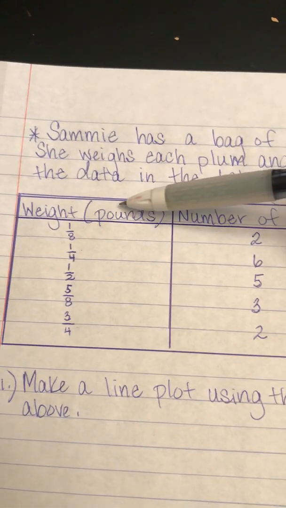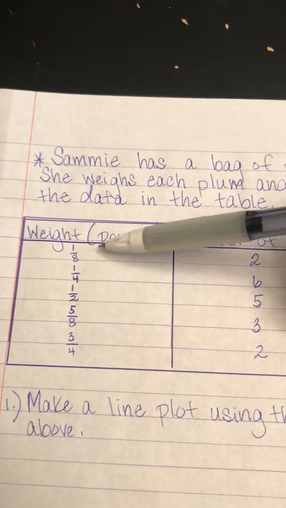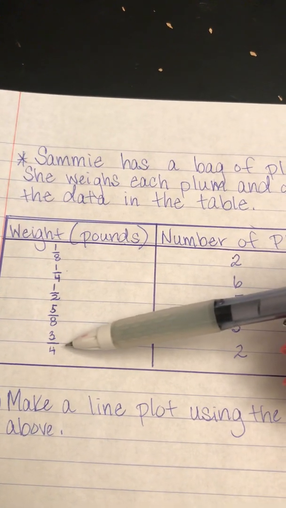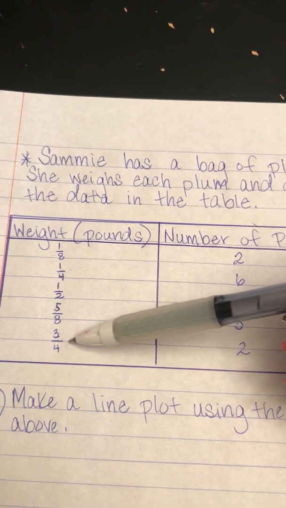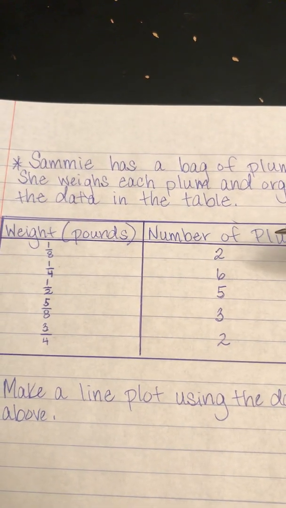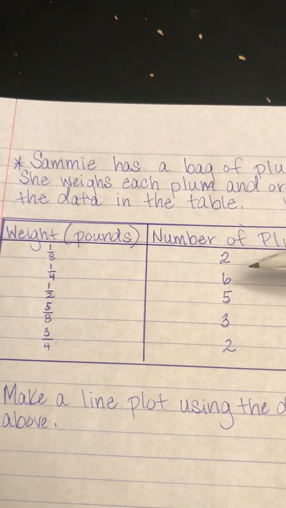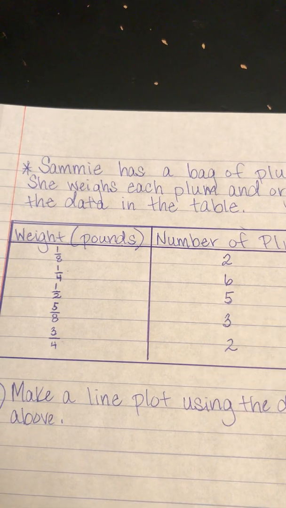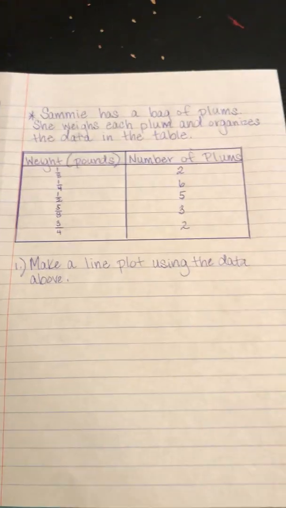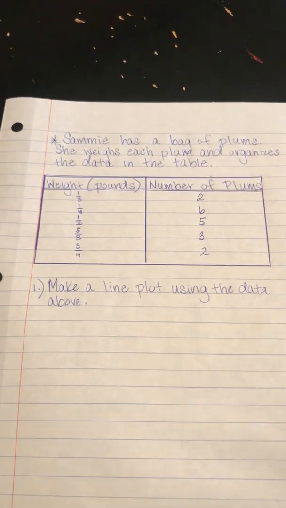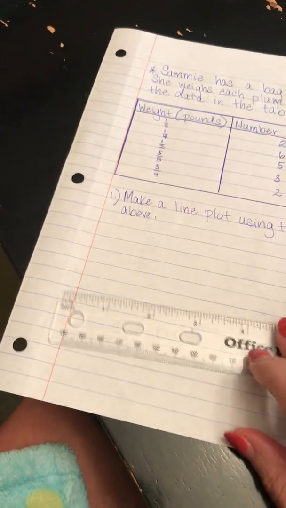So take a look. We go from 1/8 of a pound all the way up to 3/4 of a pound. So that's a big plum there, right? There were 2 plums that weighed 1/8 of a pound, 6 that weighed 1/4, 5 that weighed 1/2, 3 that weighed 5/8, and 2 that weighed 3/4. So what we're going to do is make a line plot using the data above. So the first thing you want to do is use some kind of straight edge, okay?